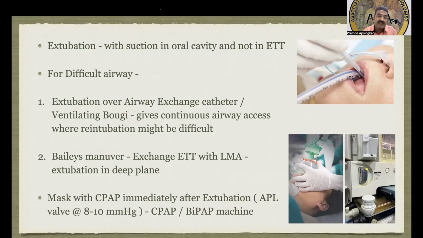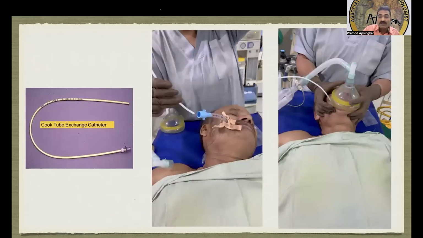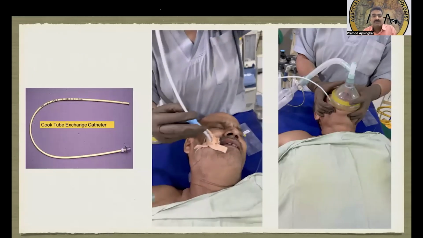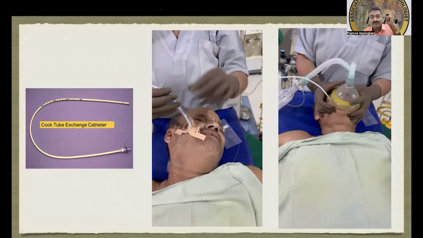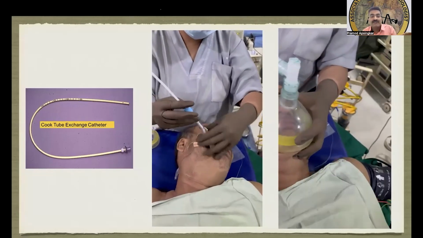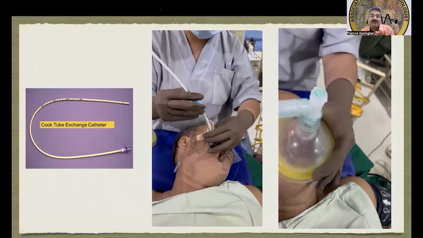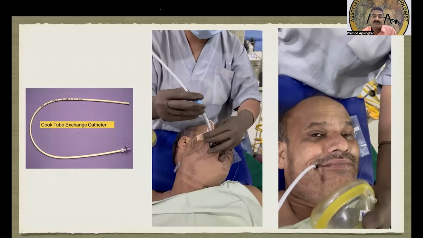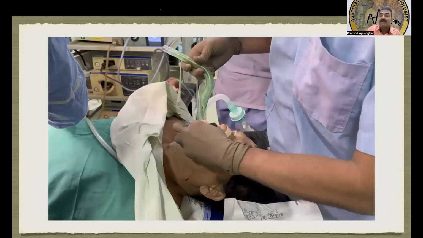If we feel that the patient is super obese and extubation might be difficult, you can extubate over an airway exchange catheter. This is a long hollow catheter; you put that in and then take out the tube over it, keeping the catheter inside for some period of time. Whenever needed, you can reintubate again, or you can insufflate oxygen through this catheter.